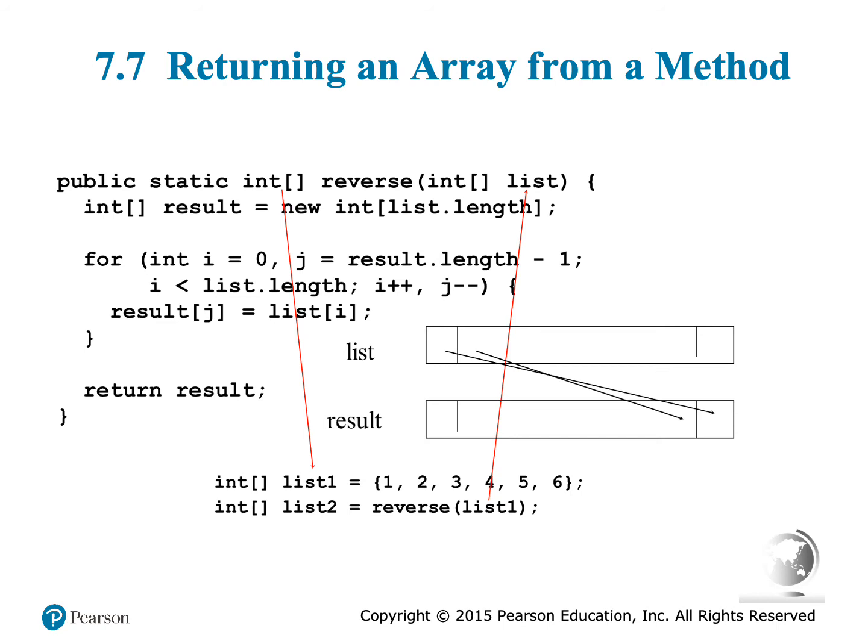Just as we can return primitive data types from a method, we can also return an array from a method. But as you might suspect, there's a very important distinction. When we return an array, we return the reference to the array. Again, that is to say, we return the address of the first element of the array. In this example, the address of an array we called list in the method reverse is passed in. A new array called result is created in the method and returned to the calling program. So let's consider the trace of this method reverse.